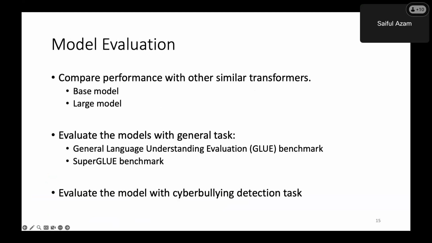Once again, we would like to compare the performance with other similar transformer models for base or large models, and evaluate all the models with general tasks such as the GLUE benchmark or SuperGLUE benchmark. And lastly, we also will evaluate the model with the cyberbullying detection task.